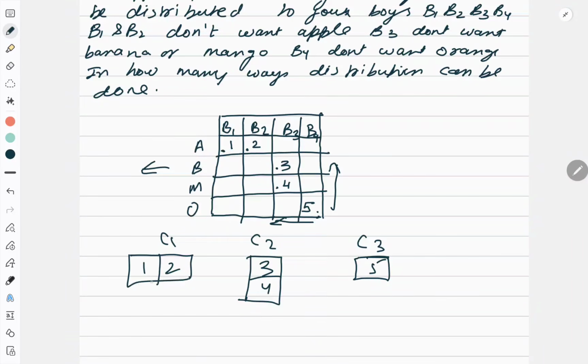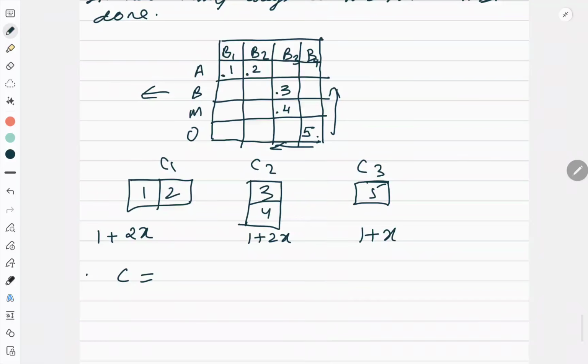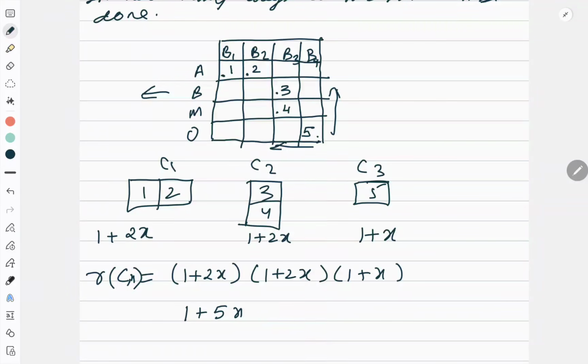Now what will be the Rook polynomial for this? You can see the video on Rook polynomial. There are 2 positions and I cannot place 2 pawns without capturing, so it is 1 plus 2x only. In the same way, this is also 1 plus 2x and this is 1 plus x. So what is my C? We should write R(C, x). It is (1 plus 2x)(1 plus 2x)(1 plus x). Now you multiply this, and my Rook polynomial is 1 plus 5x plus 8x squared plus 4x cubed.